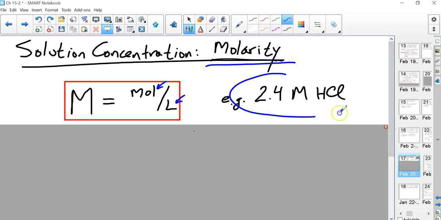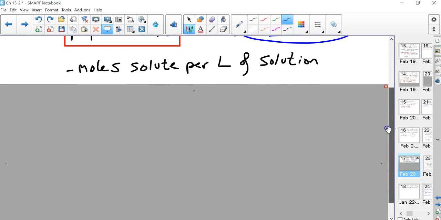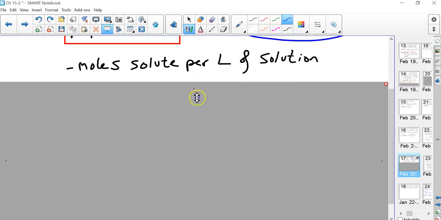And so you've seen this whole year, you've seen us use solutions with certain concentrations written on the bottle, and it might say 2.4 M HCl. Well, that means 2.4 moles per liter, or the molarity is 2.4. And that's all it is, moles of solute per liter of solution.